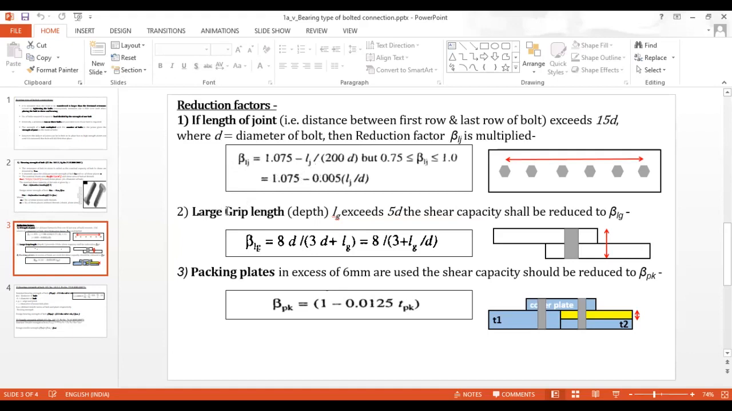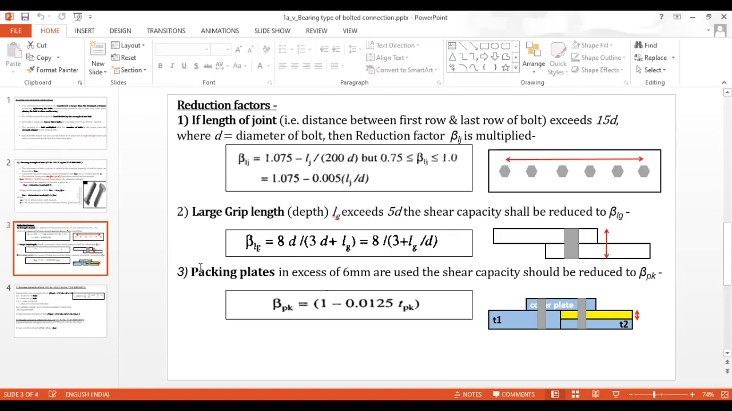Then the large grip length, that is the depth here, this vertical depth, LG, denoted by the L suffix G, exceeds 5 times the diameter of the bolt, then the shear capacity shall be reduced by BLG, and the formula for BLG is as in front of us.